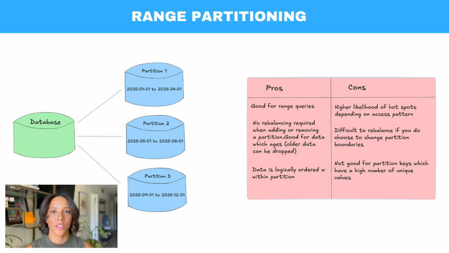So there are a few pros to this approach. One, the data is ordered, so it's good for range queries. And secondly, it's easy to add or remove a partition because the data is ordered in a certain fashion, so it doesn't affect the data around it. So if you want to create a new partition, you just create a new table with a specified range and add it to the set.